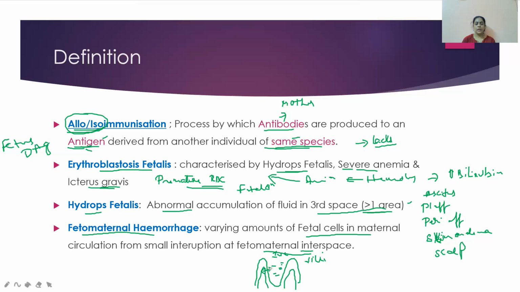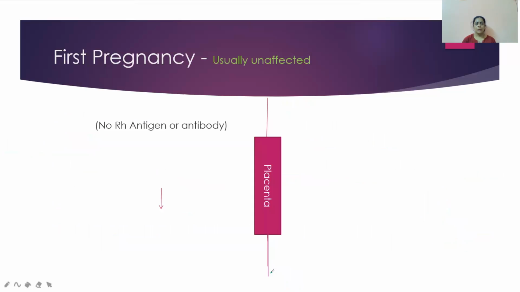What happens? Because of a small interruption in this, some amount of fetal RBCs gets into the maternal circulation. That is called feto-maternal hemorrhage. So, fetal cells in maternal circulation is called feto-maternal hemorrhage. So coming to the pathophysiology proper, first pregnancy, very important to remember, it is usually more than 95% or roughly 99% of the time that the fetus is unaffected in the first pregnancy.